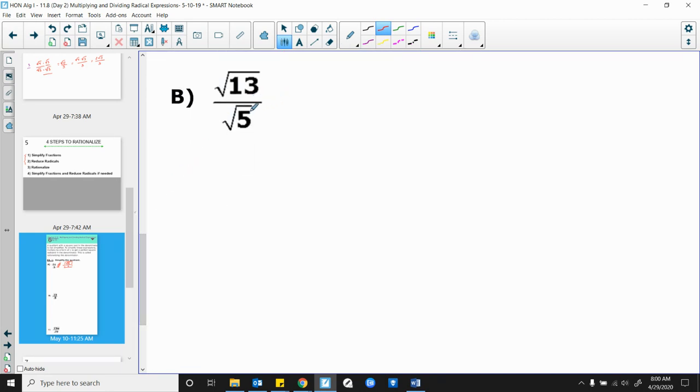Okay, radical 13 over radical 5. Same question I'm going to ask. Can I simplify any of these fractions? No. Can I reduce any of these radicals? No. So I'm just going to multiply here by radical 5. Whatever I do on the bottom, I got to do the top. So this is going to give me radical 65 over 5.